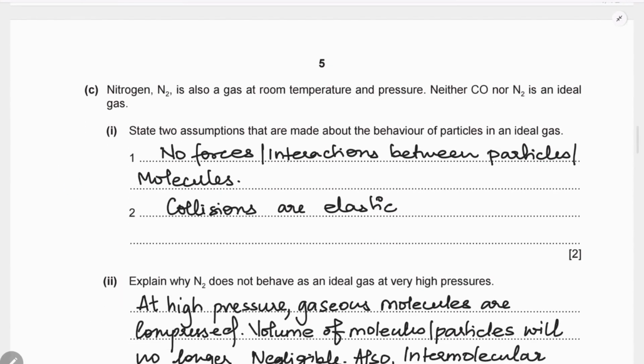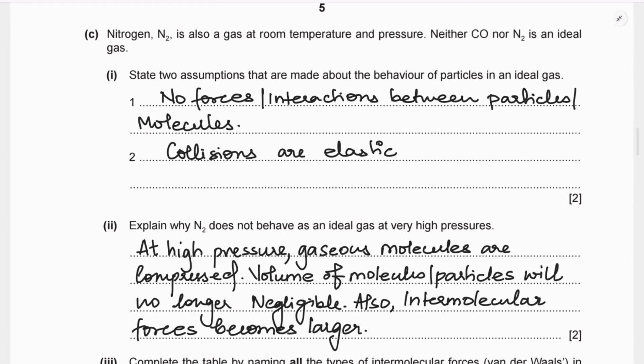Nitrogen is also a gas at room temperature and pressure. N2 is an ideal gas. So over here they are asking to state the assumptions that are made about the behavior of particles in an ideal gas. First thing, whenever we have an ideal gas, there are no forces or no intermolecular attraction between these particles. That you can write. There will be collisions, but the collisions are elastic. So these two you can write down for an ideal gas.